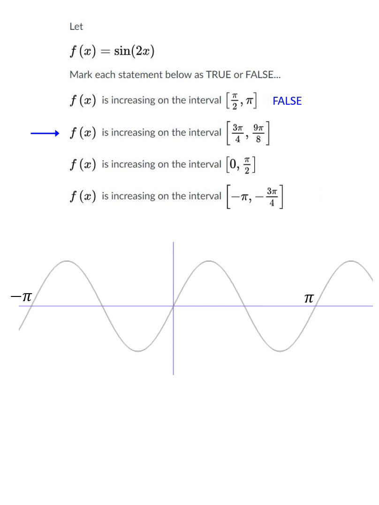Here's the next true-false question. F is increasing on the interval from 3 pi over 4 to 9 pi over 8. Well, 3 pi over 4 is pretty easy to find. It is, after all, 3/4 of the way to pi. But where's 9 pi over 8? Well, let me share some thoughts that crossed my mind. 9 divided by 8 is 1 1/8. So in my mind, I'm thinking of this as 1 1/8 pi, or something just a little bit bigger than pi.